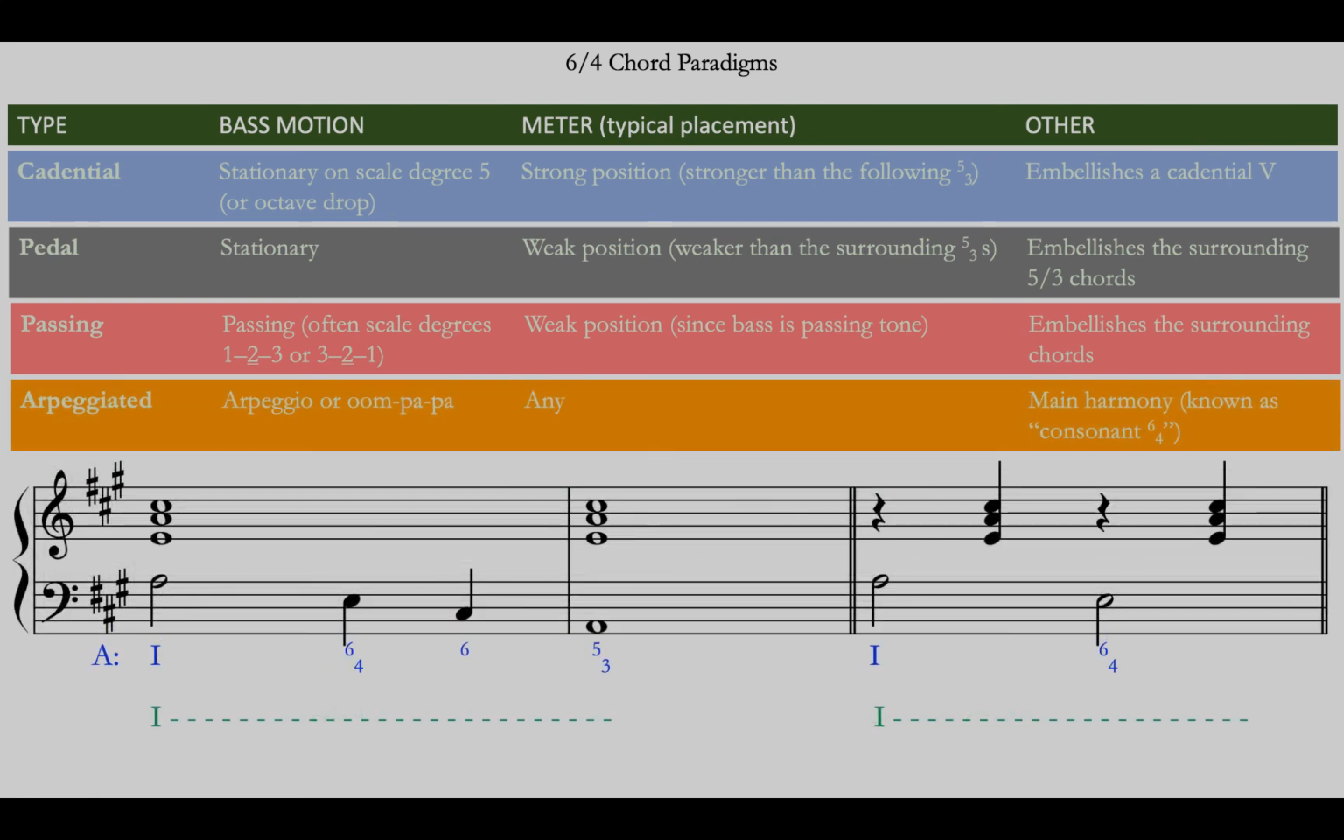Our final category, arpeggiated 6/4, is quite different. Let's listen to the two examples and then we'll discuss.